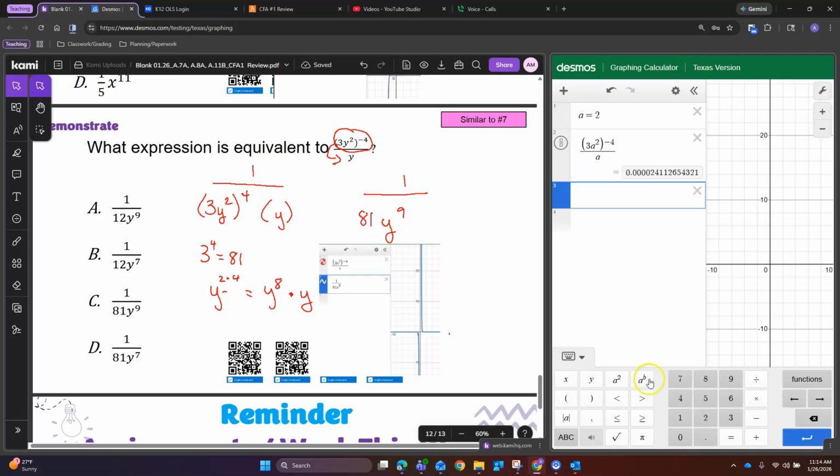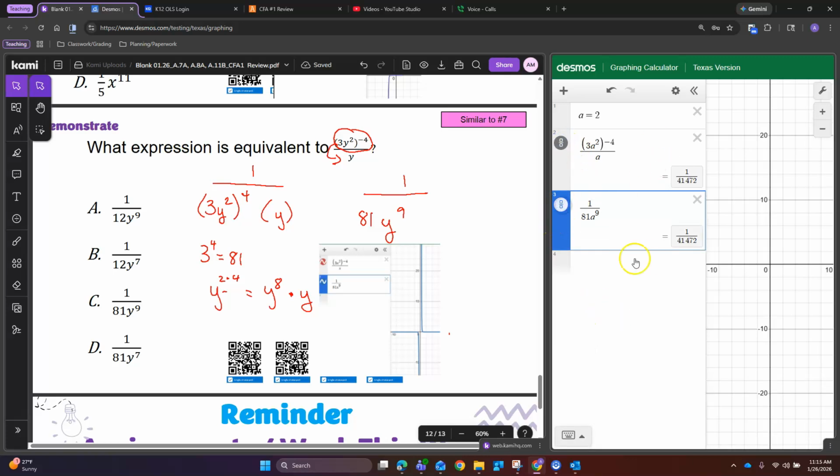And we get 0.0000421, whatever. Doesn't really matter. The answer choice we're going to check is the one that we know has the same answer. If we would like to see it in a fraction, we can see it in a fraction.